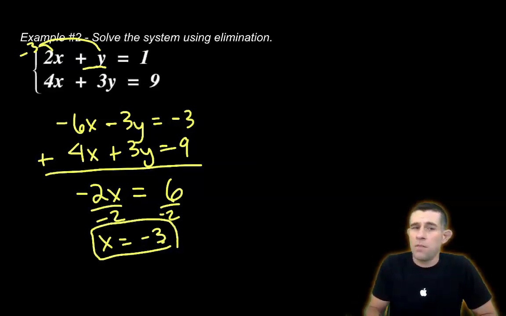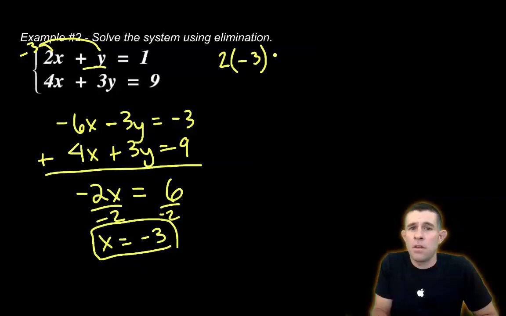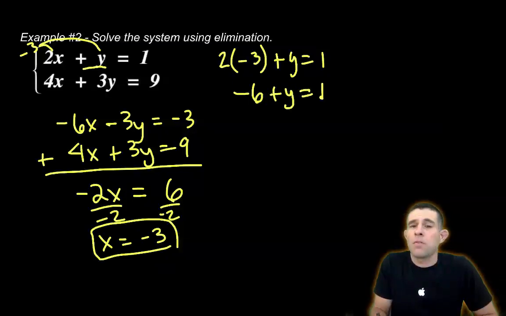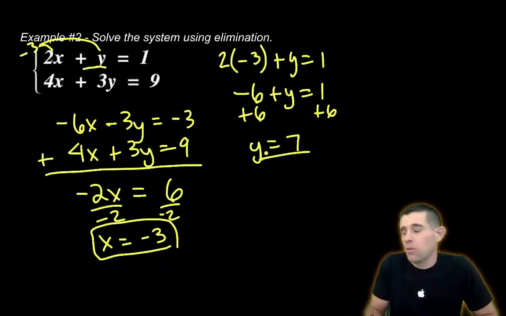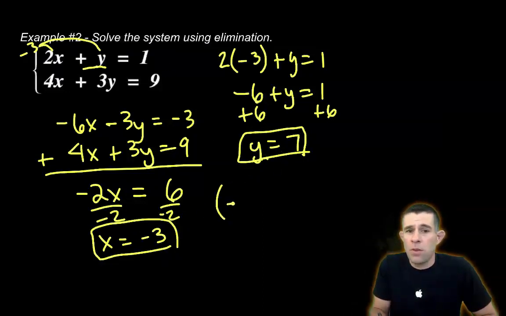So again, once I've found my value for x, I can substitute it back in for one of my original equations. We'll take our first equation here, 2 times negative 3 plus y is equal to 1. 2 times negative 3 is negative 6 plus y equals 1. And we'll add 6 to both sides to get a y value of 7. Okay, now we have our solution, both our x and our y. So we say the solution to this system is the ordered pair negative 3, 7.